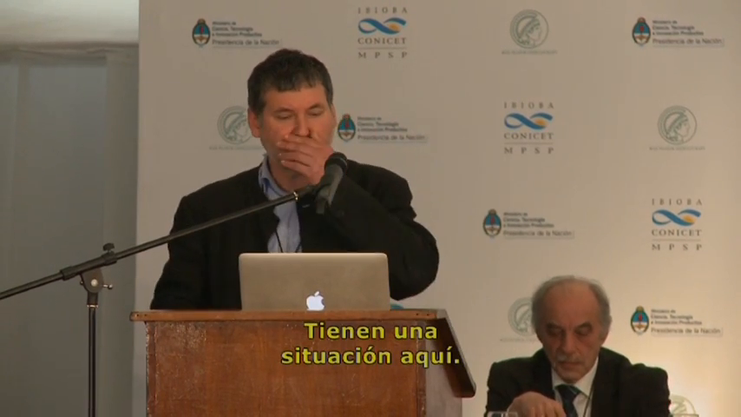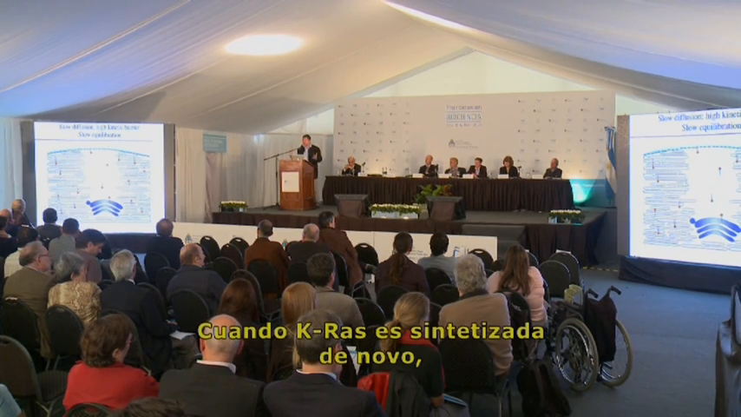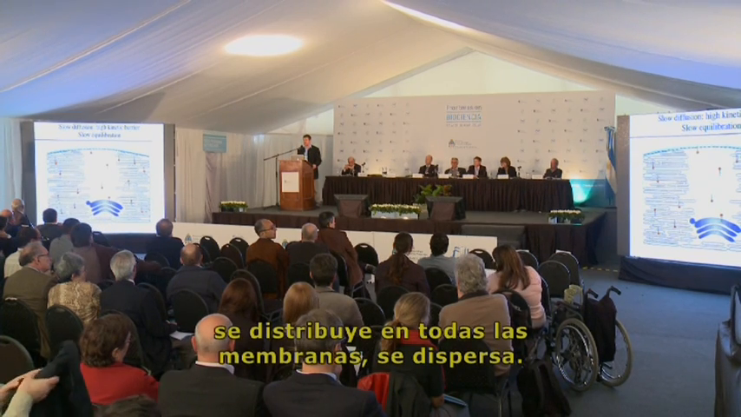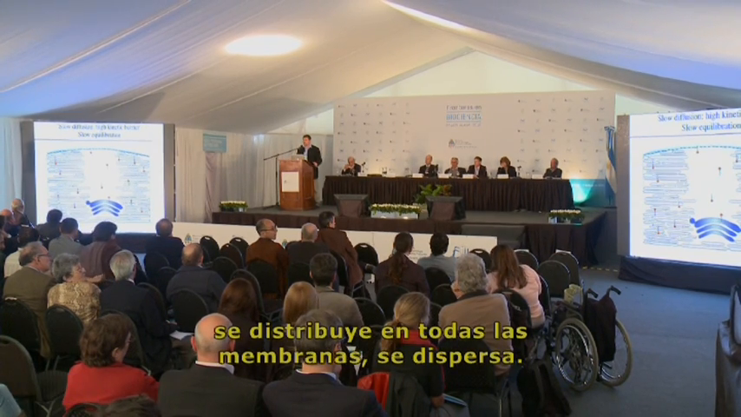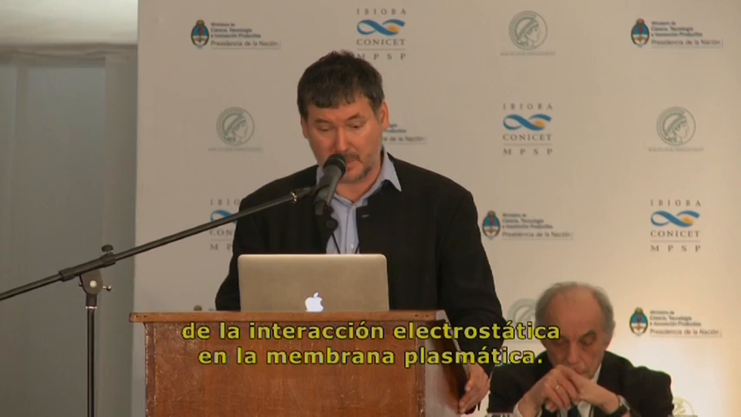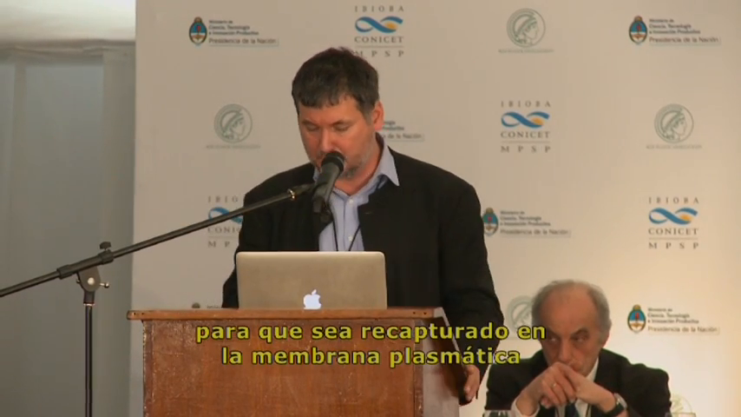So what do we have as a situation here? When KRAS is newly synthesized, it gets prenylated, and it then basically distributes over all membranes. And so it gets dispersed. The problem is that it's very slow, so we have a kinetic barrier to actually get a concentration because of the electrostatic interaction at the plasma membrane. So PD delta traps material that's cytoplasmic, concentrates it there, and then lets it move very fast, such that it can get retrapped at the plasma membrane.